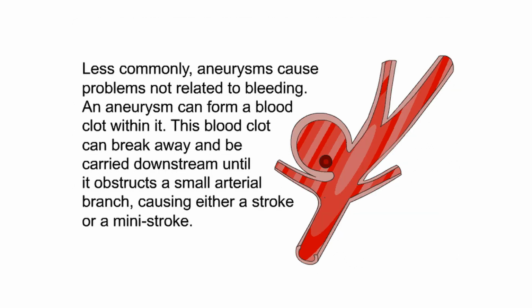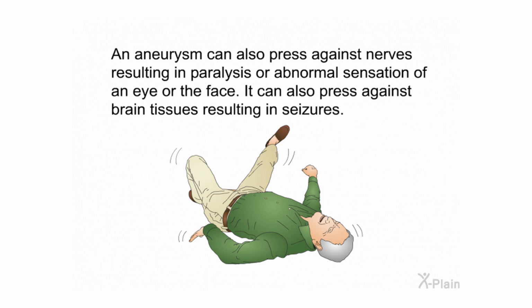Less commonly, aneurysms cause problems not related to bleeding. An aneurysm can form a blood clot within it. This blood clot can break away and be carried downstream until it obstructs a small arterial branch, causing either a stroke or a mini-stroke. An aneurysm can also press against nerves, resulting in paralysis or abnormal sensation of an eye or the face. It can also press against brain tissues, resulting in seizures.